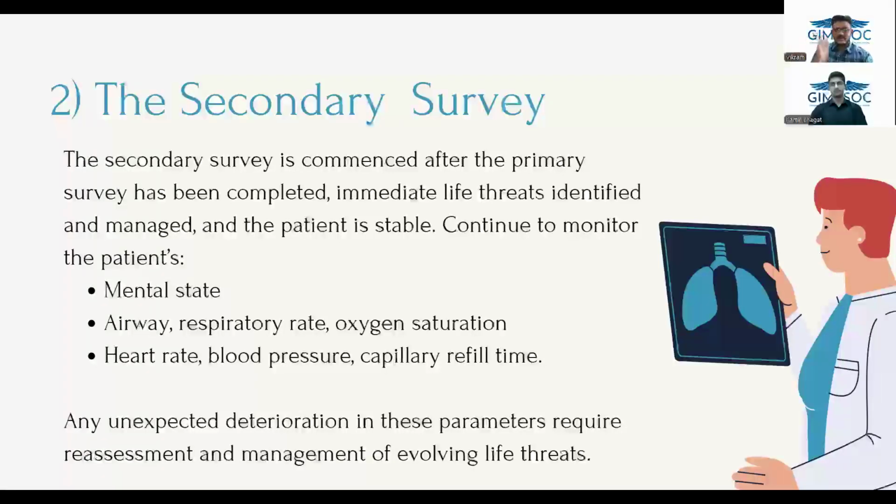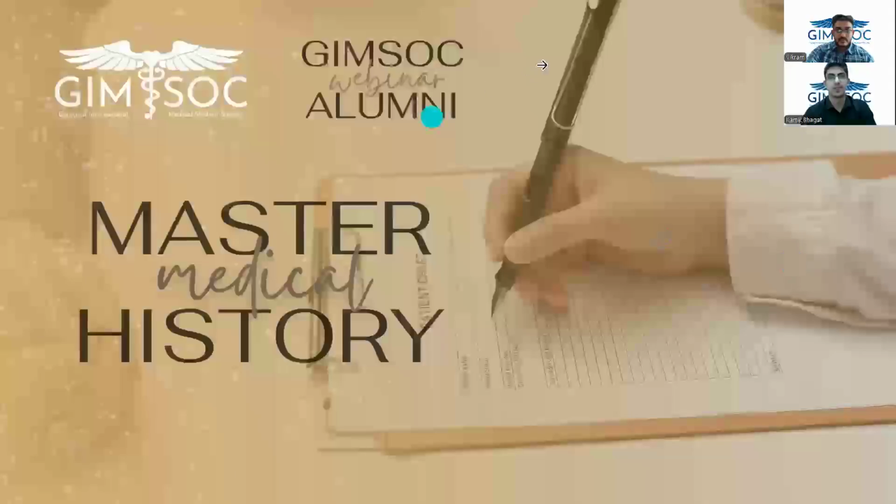And it is imperative that you are not taking too much of anyone's time. Everything has to be done on point and focused on one thing, and that should be the SAMPLE history, CABCDE, and the secondary survey. So that's basically about the emergency history, and I think we're done.